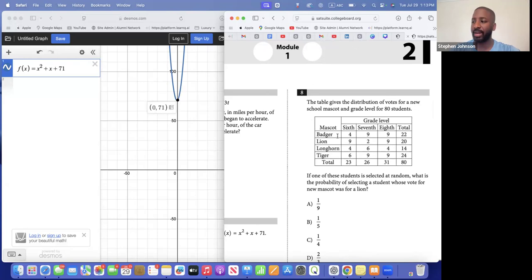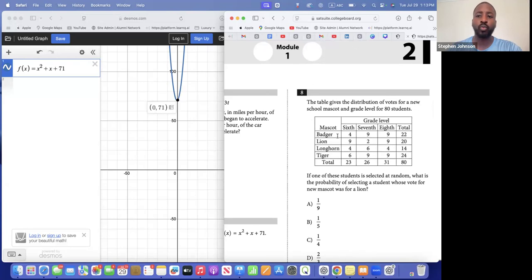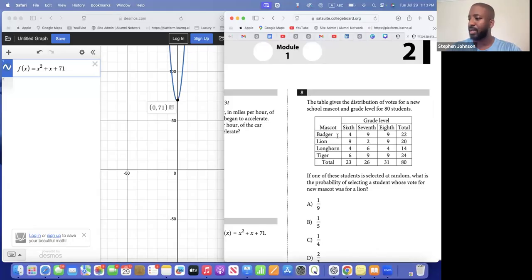Again, whenever I have a diagram, I am paying attention to, what's this diagram all about? What is the table telling me? So this table is telling me that I have a mascot and I have grade levels. And it looks like I have 6th grade, 7th grade, 8th grade, and then total numbers here.